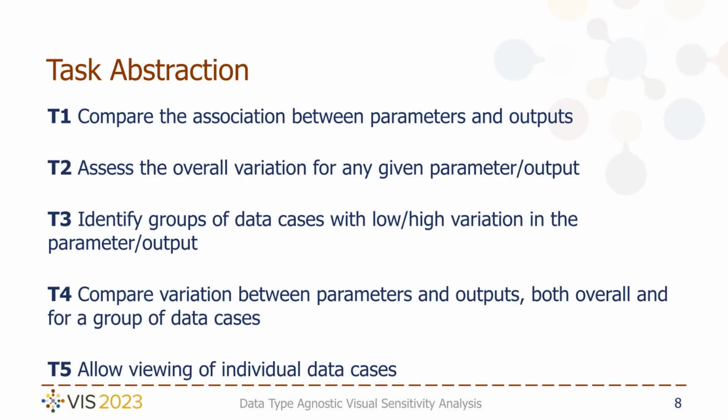First, analysts must compare the association between parameters and outputs, T1, to start the analysis. For any given parameter or output, they must assess its overall variation, T2, to learn about contained similarity structures and outliers. Furthermore, analysts must identify groups of data cases with low or high variation in a parameter or output, T3, in order to compare variation between parameters and outputs, both overall and for a group of data cases, T4. To support analysts in reasoning why this variation happens, they must be able to view individual data cases, T5.